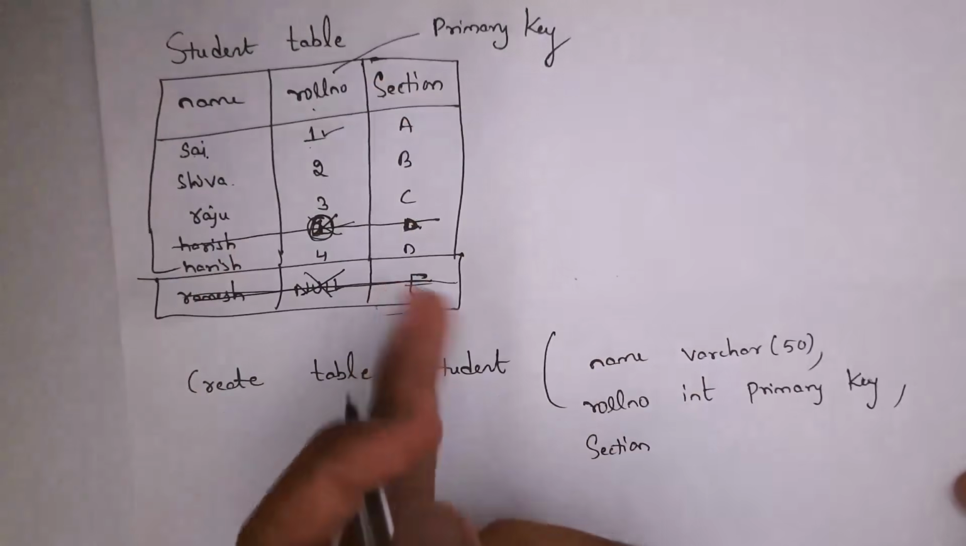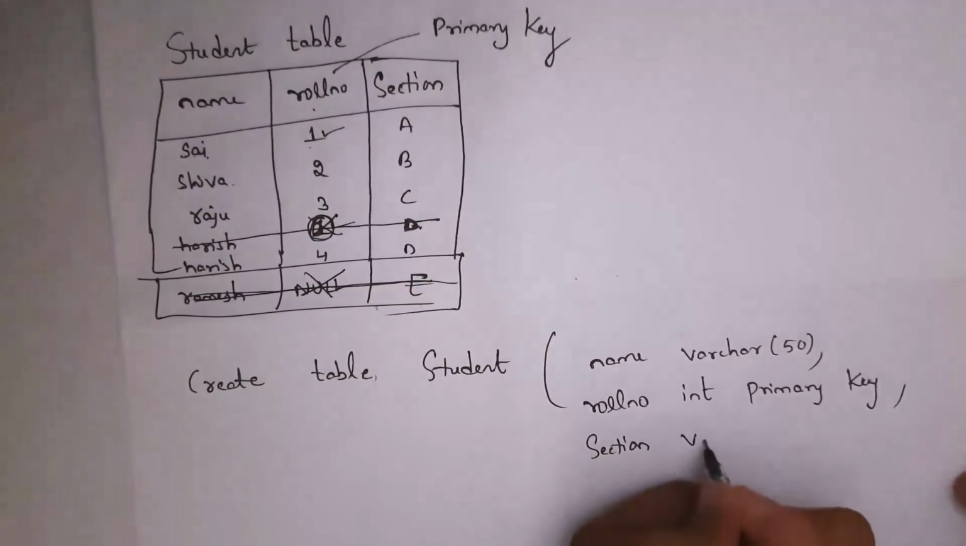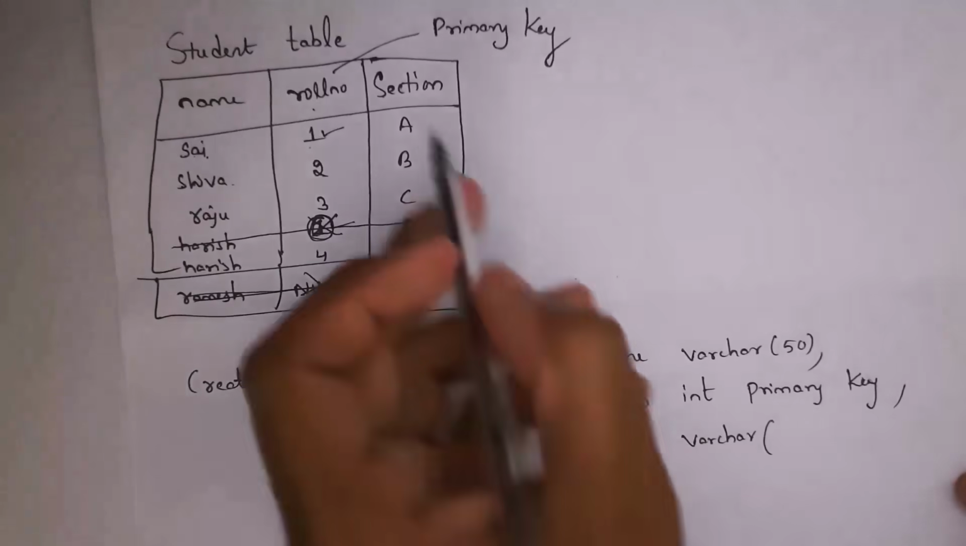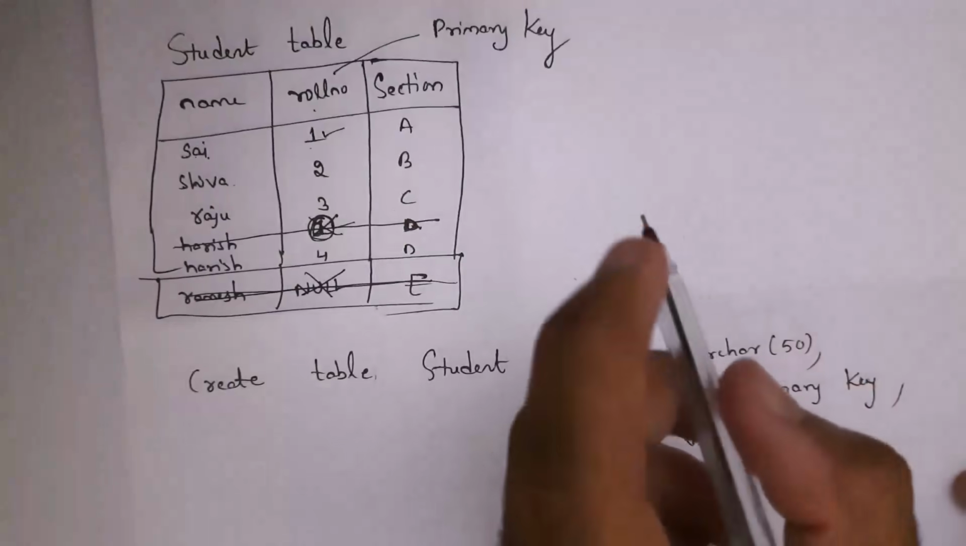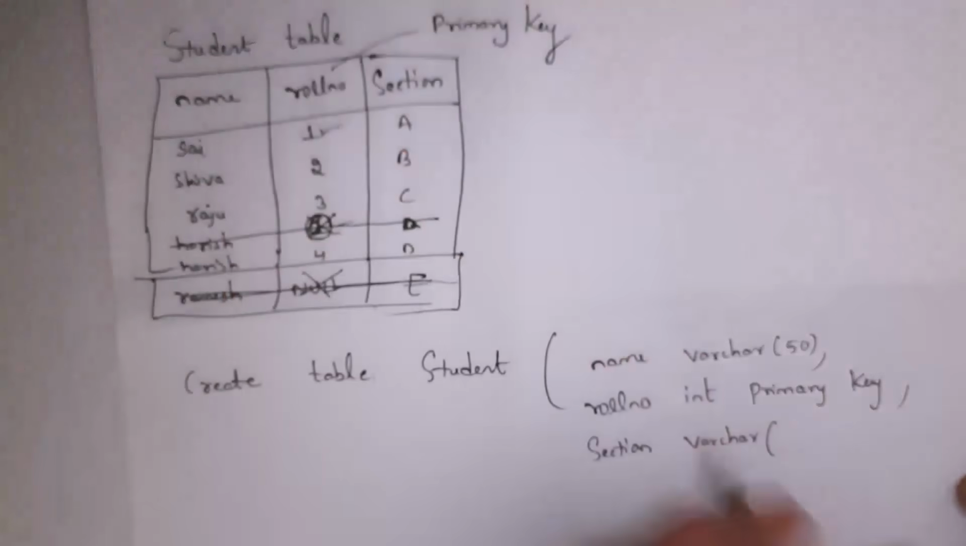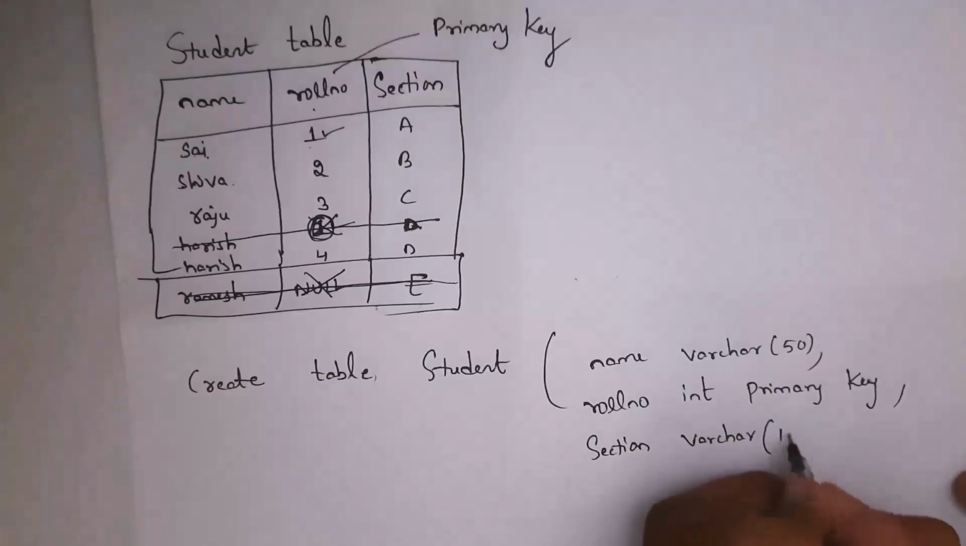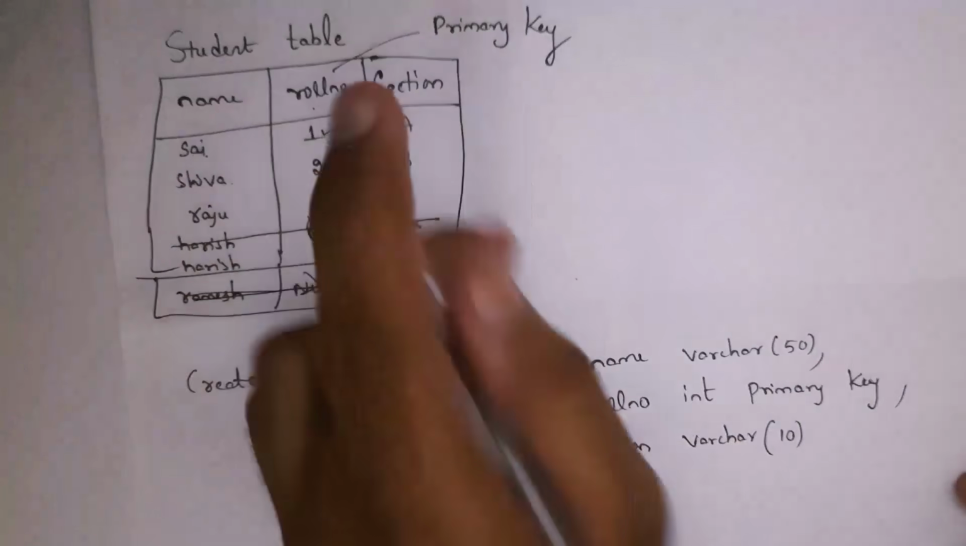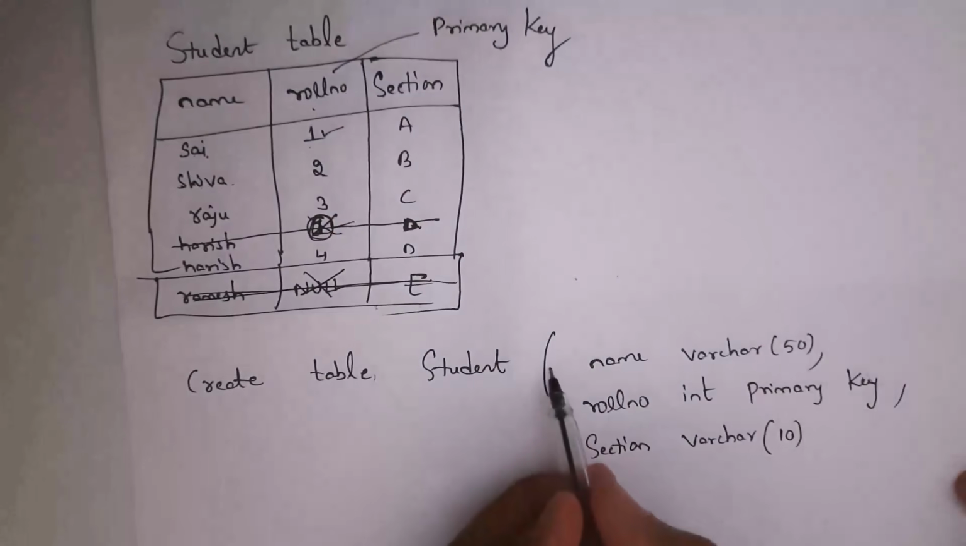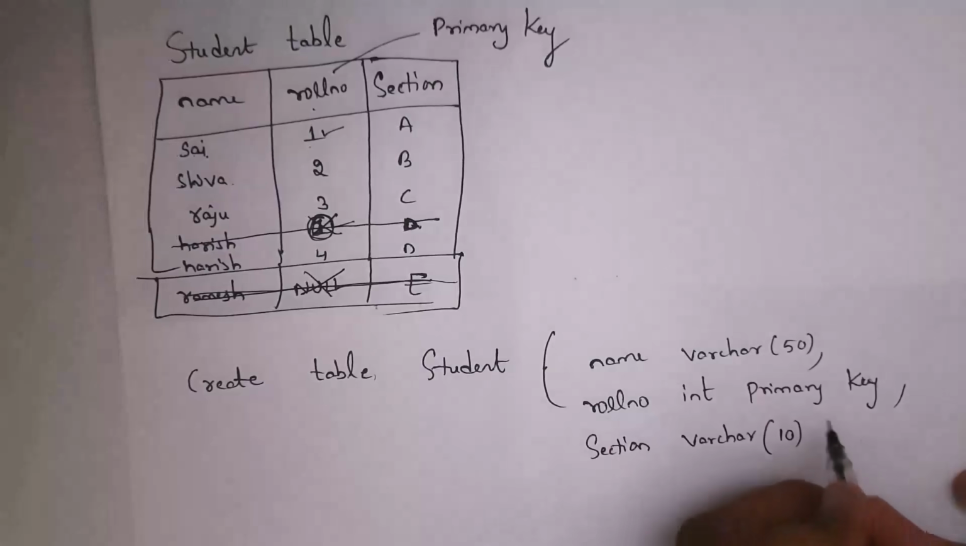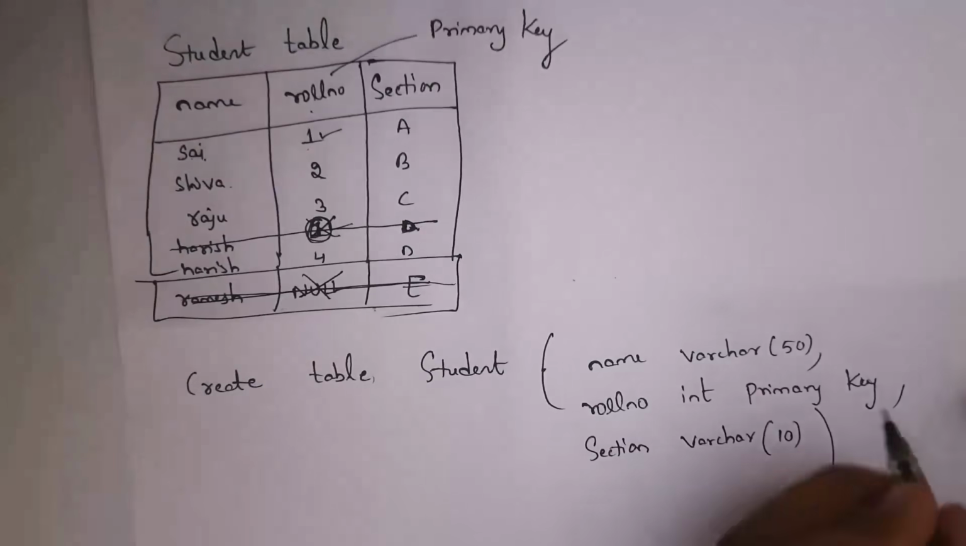All are characters, so I am giving the data type varchar, where varchar stands for variable character, and give a size. I want to give only a single character, so I can give size 1. But I will give here size 10. That means each value will support up to 10 characters. I opened this bracket, now I need to close it. So close this bracket and give a semicolon.